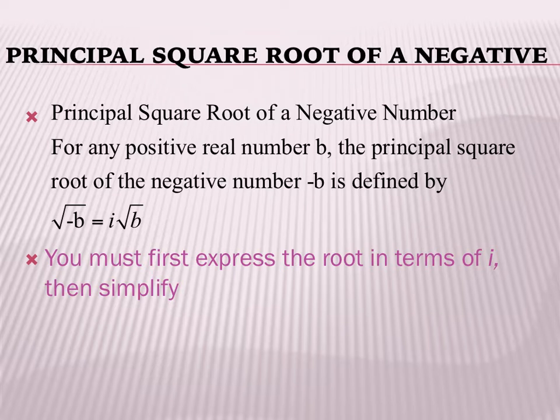But you're going to get these in more than one way, okay? So if you see negatives involved in addition, subtraction, multiplication, all that stuff underneath the root, you must first express the root in terms of i and then simplify.